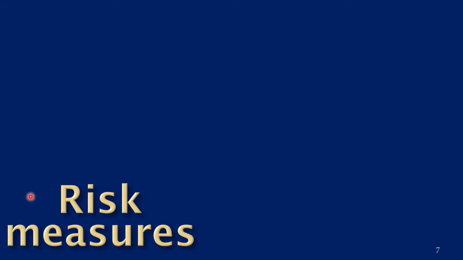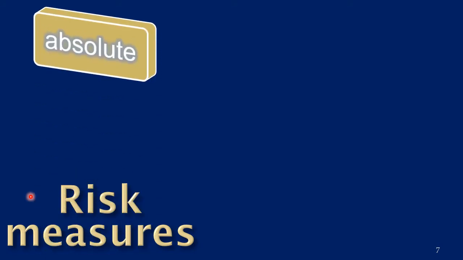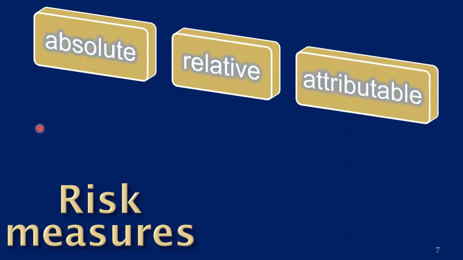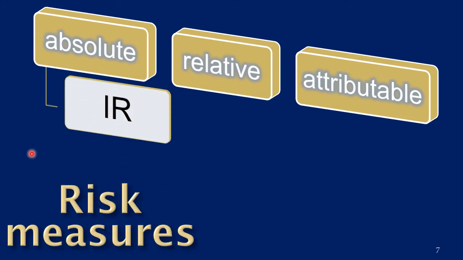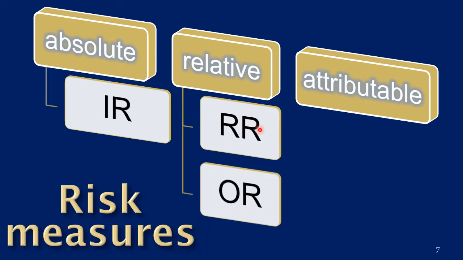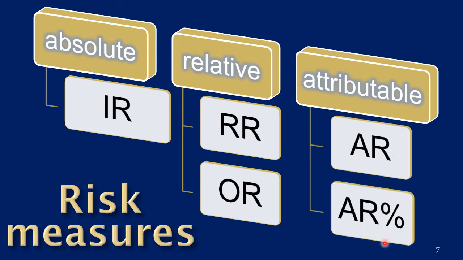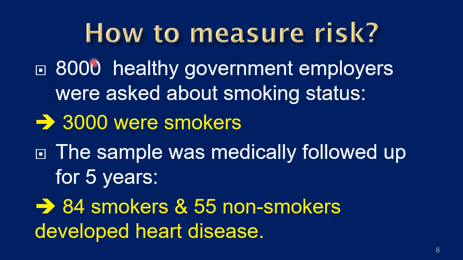Now I will go quickly over the different measures of risk. We have absolute measures, relative measures, and attributable measures of risk. Of the absolute measures is the incidence rate. Of the relative measures are the relative risk and odds ratio. And of the attributable measures are attributable risk and attributable risk percent. The question is how to measure risk.